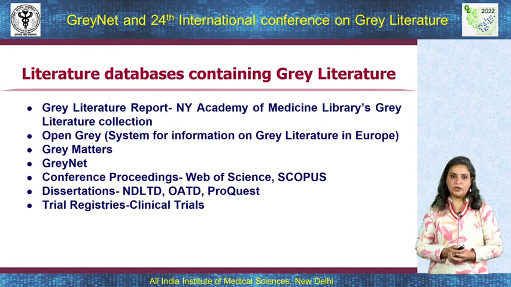These are some of the databases that constitute Grey literature. The Grey Literature Report, that is by the New York Academy of Medicine's Grey literature collection. The OpenGrey, that is a system for information on Grey literature in Europe. Grey Matters is from Canada. The GreyNet. Conference proceedings: Web of Science and Scopus, these are the subscribed resources, and most of the times they cover the conference proceedings. The other one is dissertations, as we know about the common databases, that is NDLTD, OATD, ProQuest, and then we have the trial registries, like the clinical trials.